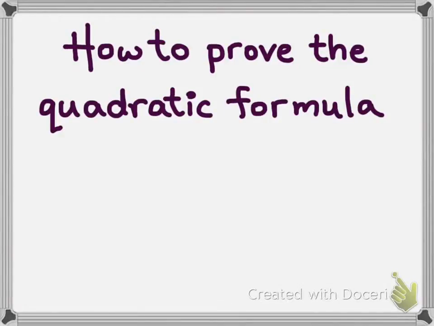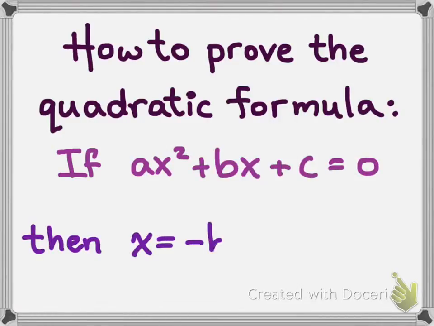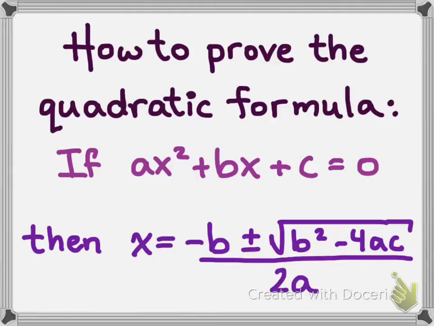This lesson is on how to prove the quadratic formula, which states if ax squared plus bx plus c equals 0, then x is equal to negative b plus or minus the square root of b squared minus 4ac all over 2a. And of course this only works when a is not equal to 0.